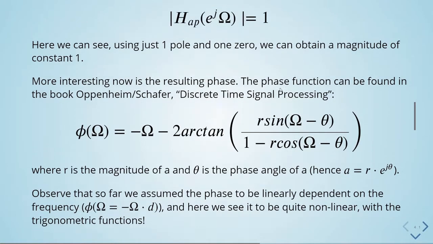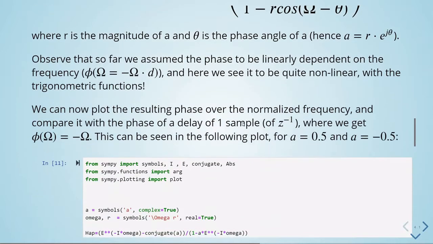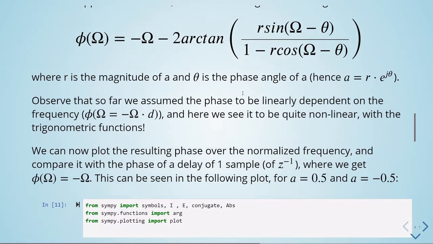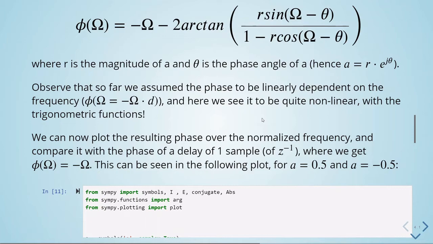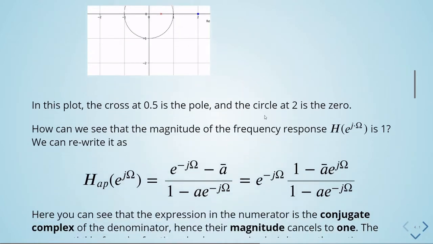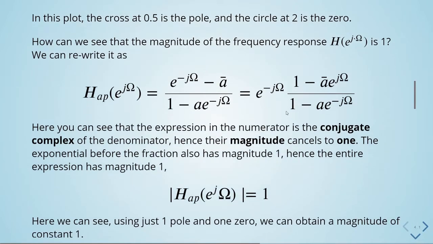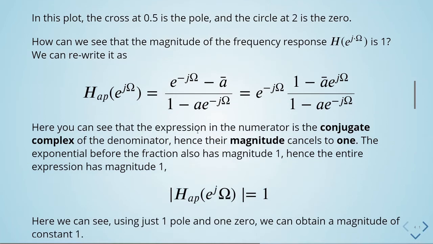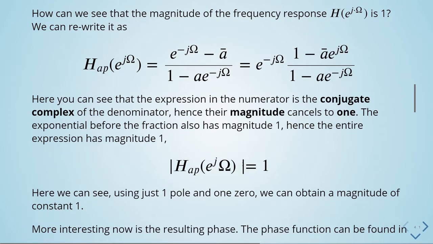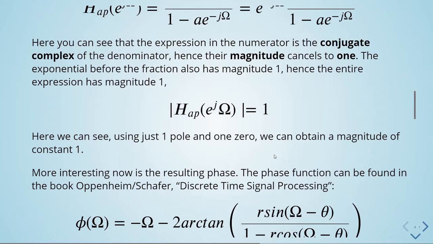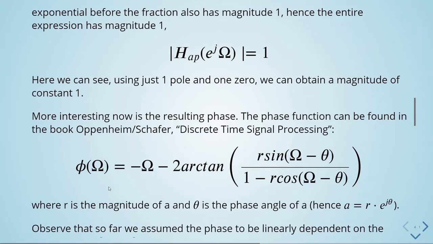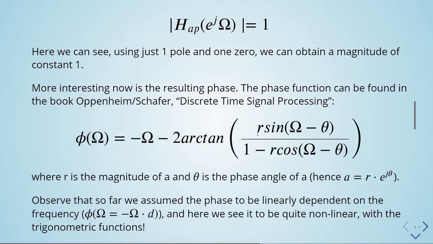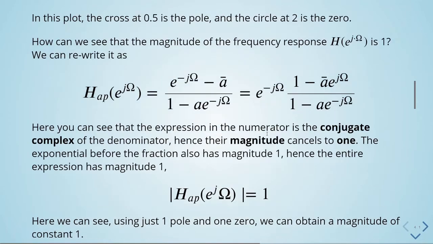But to plot this resulting phase, I will use SymPy, and before plotting I will try to demonstrate that from this equation here we will get indeed the magnitude equals to 1 and the phase equals to this very complicated equation. So what I will do, I will use SymPy.